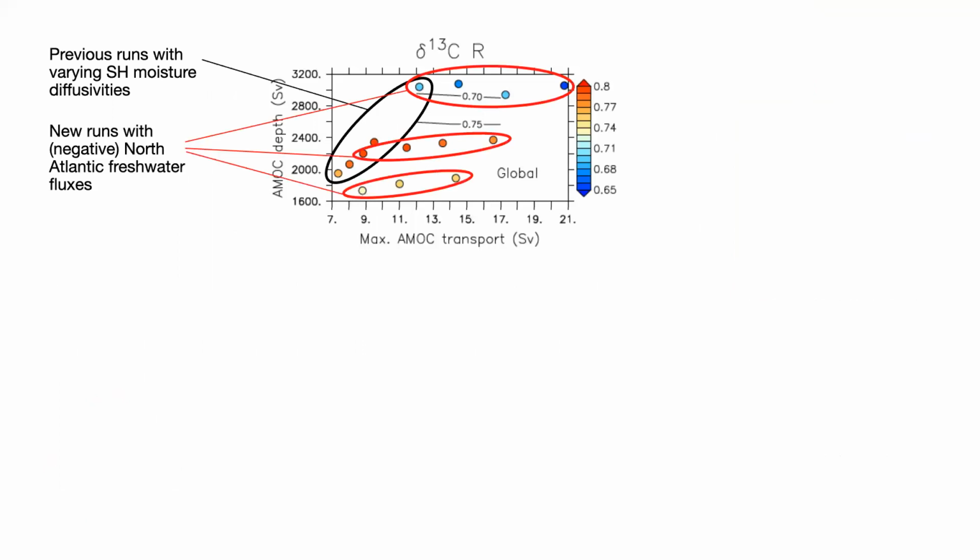If I'm understanding correctly, the effect you get depends on the mechanism you use to force the change in depth of the AMOC, right? Whether you use changes in North Atlantic freshwater fluxes or Southern Hemisphere moisture diffusivity. I'm wondering, are there other ways to force that change that might give you equally different results, or are those really the only two physically relevant options?